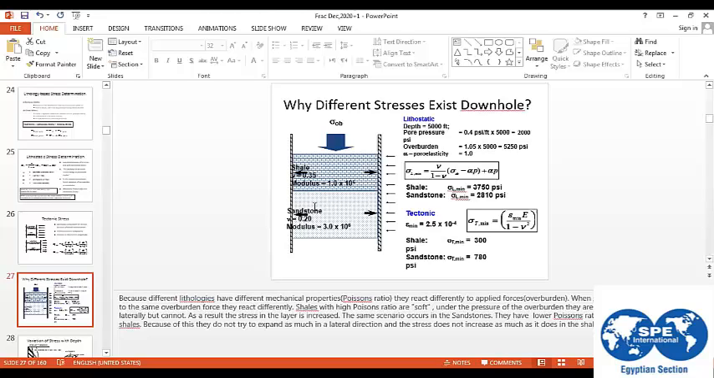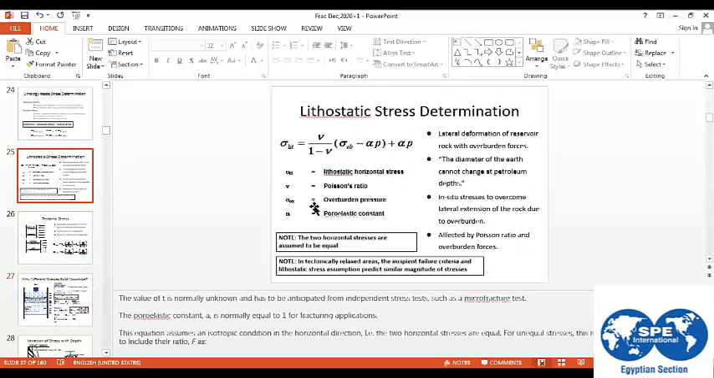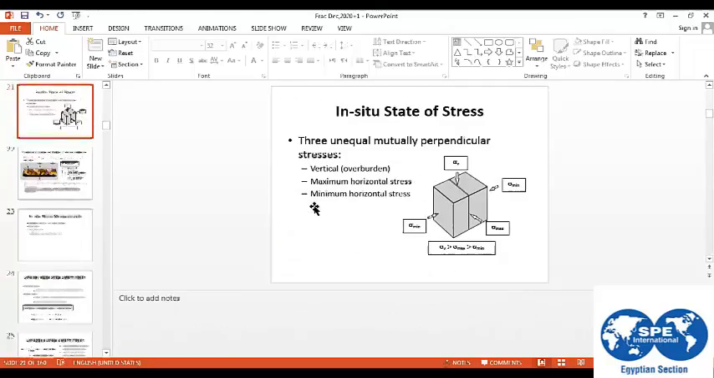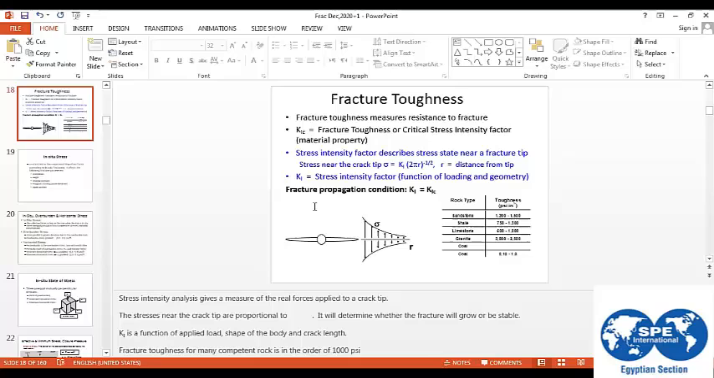Another question from Ammar: could you give more details about the fracture toughness? As we explained previously, the fracture toughness is the resistance that the formation shows to resist the fracturing force. Once you start to frac the formation, you are getting resistance from the rock to be fracked. This resistance is called the fracture toughness.